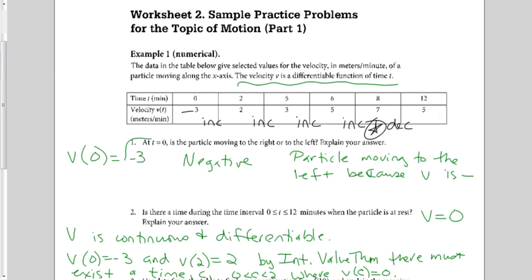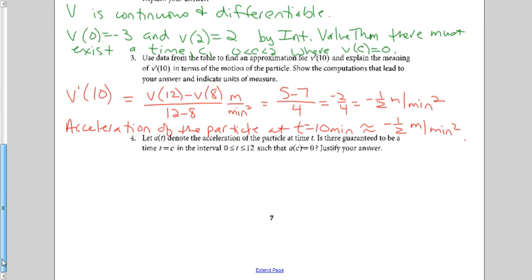But the key is the velocity is 5 at time 6. The velocity is also 5 at time 12, which means somewhere in between time 6 and time 12, the derivative has to be equal to 0. That's your mean value theorem. So I'm going to scroll down and we're going to explain this. So the answer is yes. And by the mean value theorem, v of 6 is equal to 5, which is equal to v of 12.